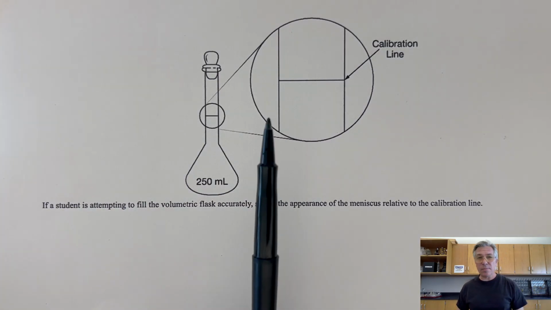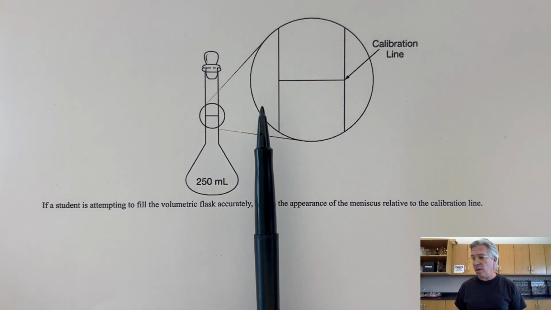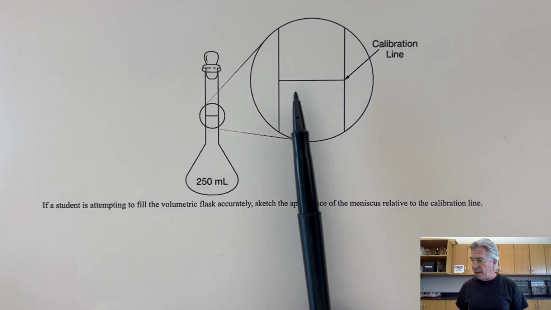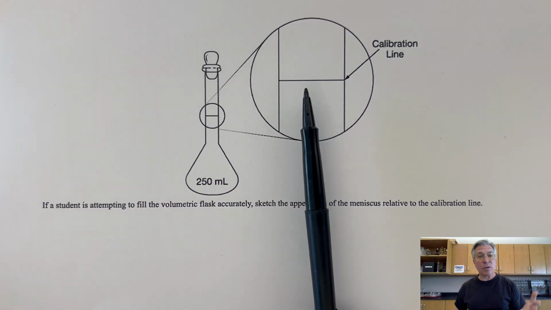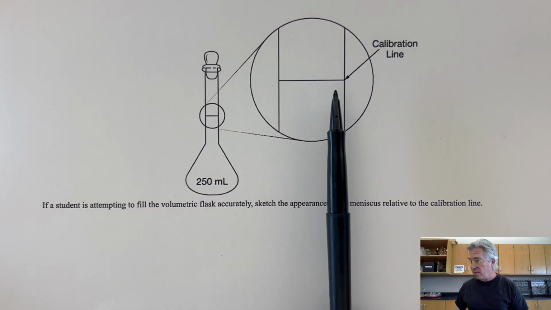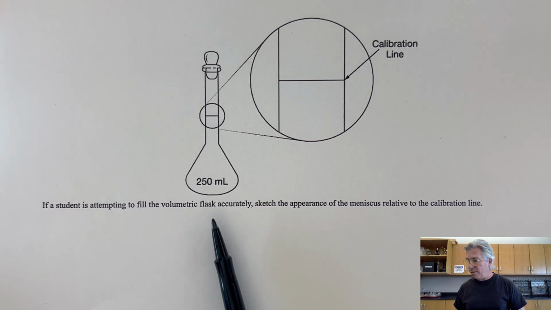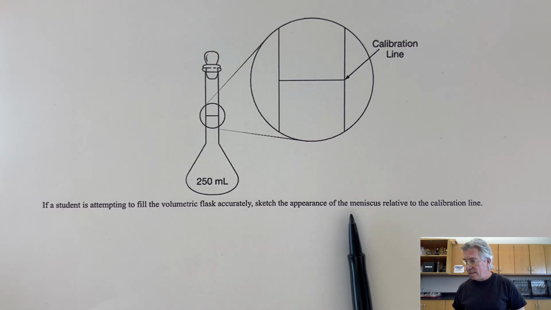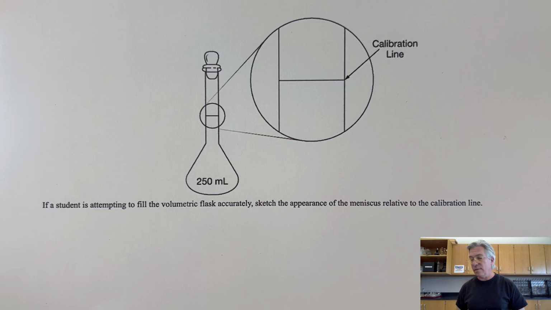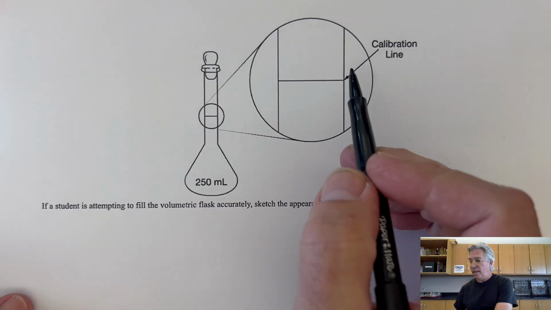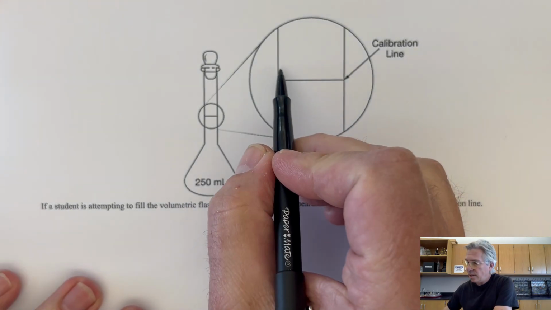Let's start with this one because it relates to reading volumes off a burette. Here's a volumetric flask. Here's the calibration line. You might recall there's only one on a volumetric flask. And if a student is attempting to fill the volumetric flask accurately, sketch the appearance of the meniscus relative to the calibration line. Okay, they want us to know that the meniscus of the water is going to be curved, and curved downward because of the adhesive forces to the side of the container here.